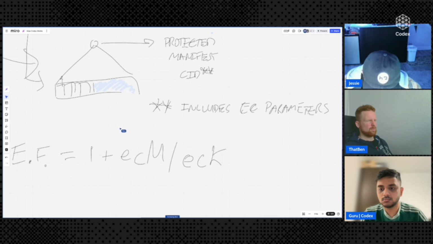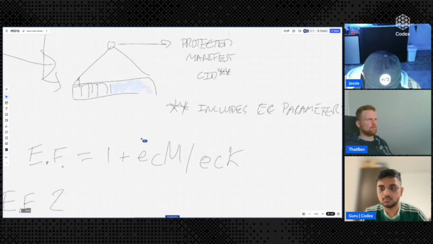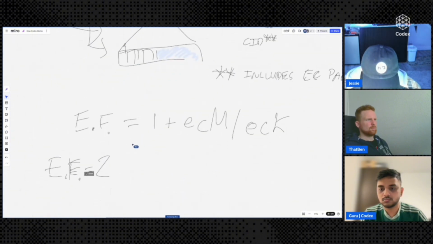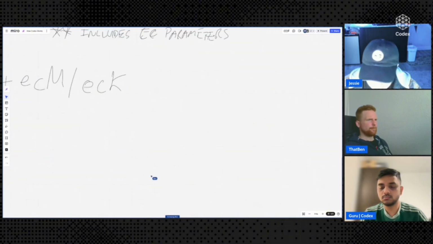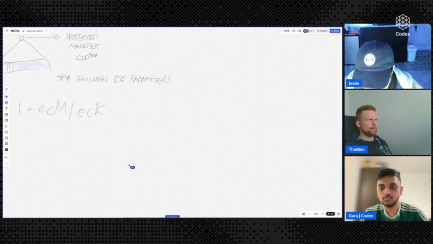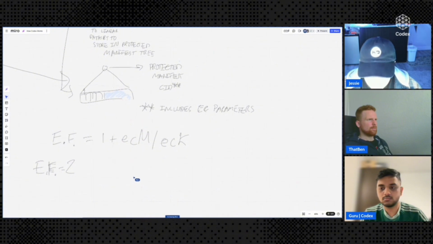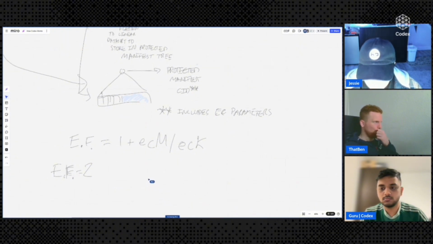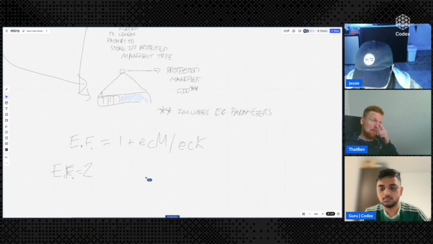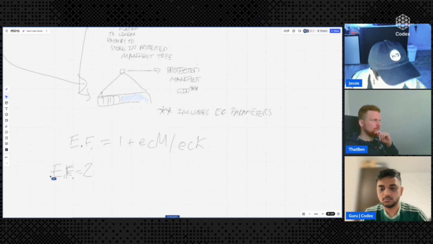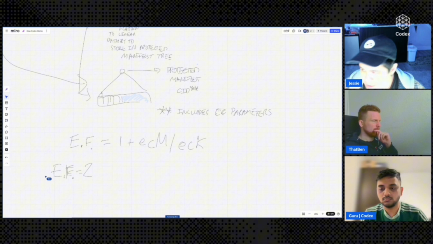So if we have an expansion factor of 2, we're basically creating a parity block for every original data block, so we just doubled the data. If the original data set is, let's say, 1 gigabyte, and we have an expansion factor of 2, then we're creating another gigabyte of parity data. And so you have 2 gigabytes in total of the flattened data that goes into the protected manifest.